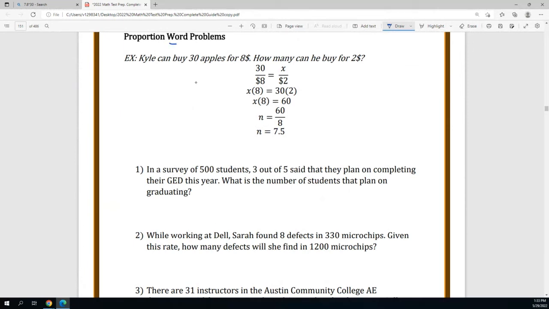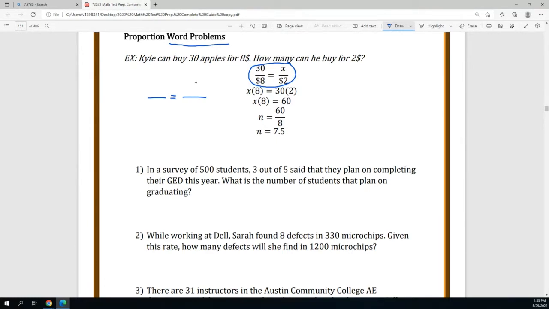Proportions can be used in your word problems. One of the trickiest parts about using this proportion equation that you've learned is building it. The first thing is that you're going to have empty spaces. You have to build it, and then you go through your steps of cross multiplying and then dividing. But you have to build it correctly. So let me demonstrate for you.